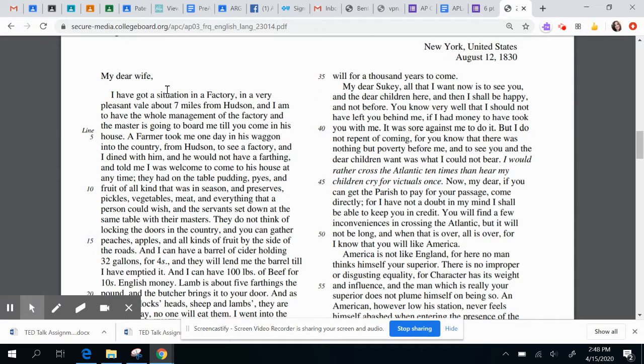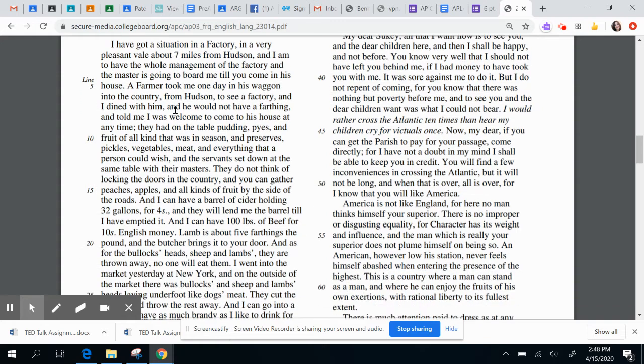My dear wife, I have got a situation in a factory in a very pleasant vale about 7 miles from Hudson, and I am to have the whole management of the factory, and the master is going to board me till you come in his house. A farmer took me one day in his wagon into the country from Hudson to see a factory, and I dined with him, and he would not have a farthing, and told me I was welcome to come to his house at any time. They had on the table pudding, pies, and fruits of all kinds that was in season, and preserves, pickles, vegetables, meat, and everything that a person could wish, and the servants sat down at the same table with their masters.